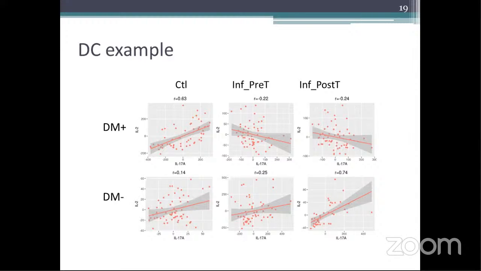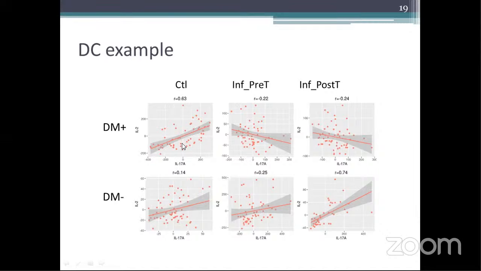So this is a correlation plot of one such DC pair that was reported as unresolved in the DM plus conditions, between the TH17 cytokine IL-17A and the TH1 cytokine IL-2. We can see the change in the direction of correlation, from a positive correlation in the control to a negative correlation in the infected and the treatment groups.